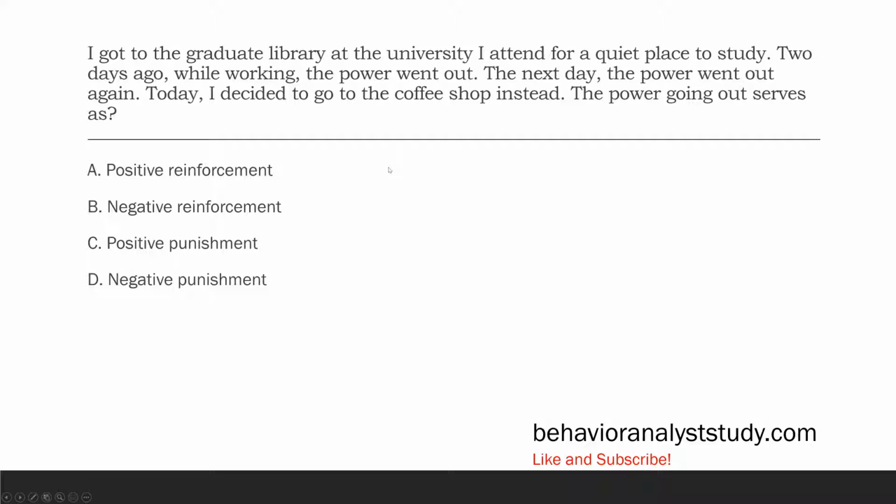Now we have to ask ourselves, is it positive or negative? Positive meaning we're adding something. Negative meaning we're taking away. Well, in this case, I'm sitting in the library, power goes out. What happens? Well, light was removed, power was removed, I might have lost work. A number of different things could have happened because the power was taken away from me. So if it's taken away, negative, and then my going to the library behavior decreased, I chose a different place instead, I was punished, the power going out serves as negative punishment.